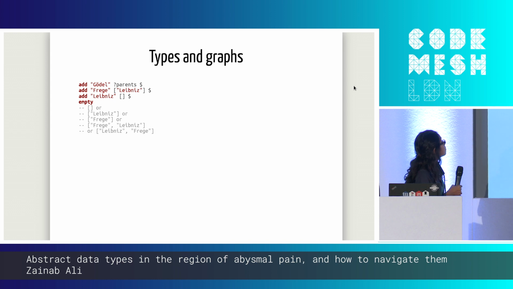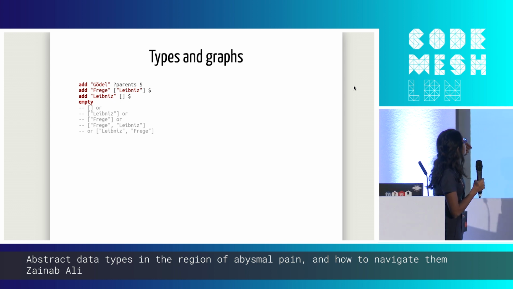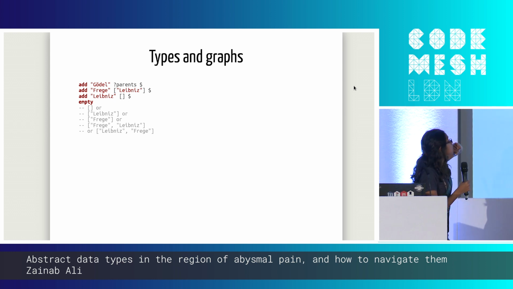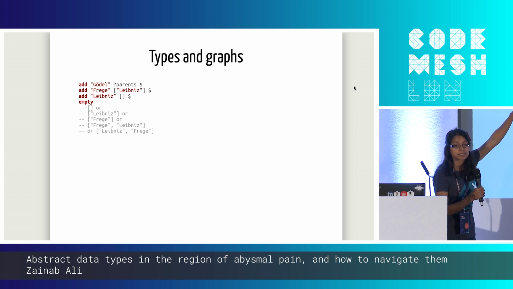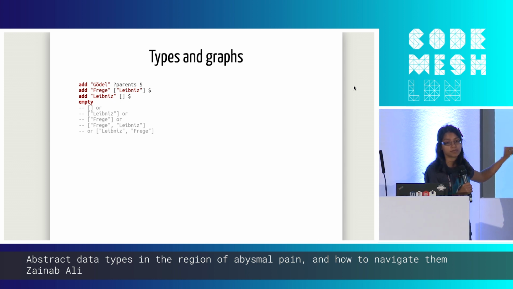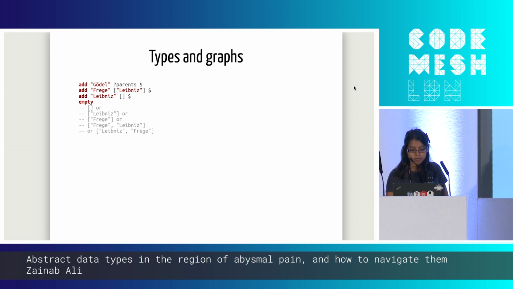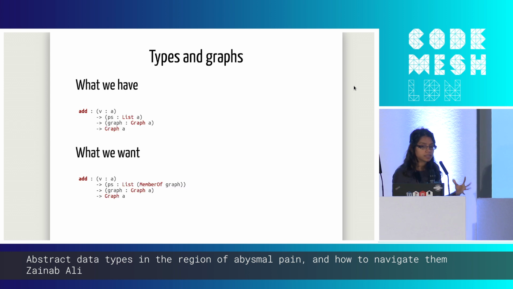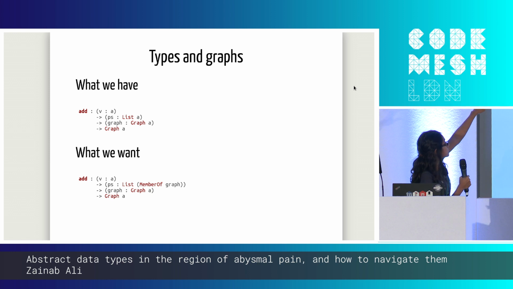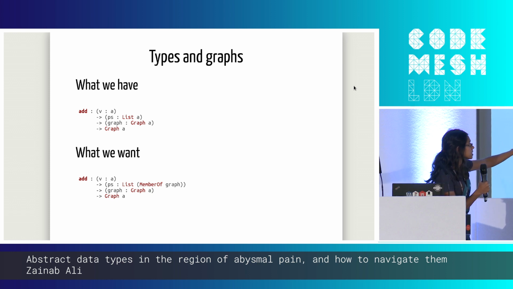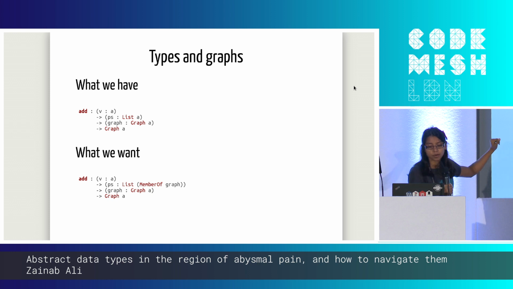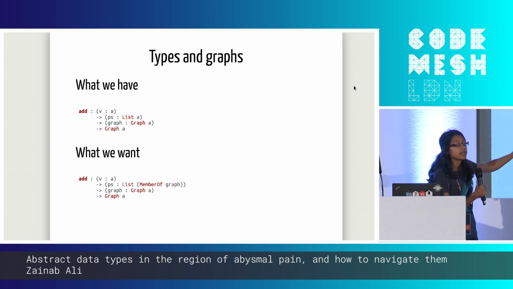What about my next element? If I add Gödel into the graph, well, it can now be empty or Leibniz, or even Frege, or Frege and Leibniz, or Leibniz and Frege. So the set of values now is even bigger. In fact, the set of values that we want our parents to take is dependent on the members of our graph. But our add function doesn't reflect that. Our add function just says that parents are a list of A. Really, what we want to say is that our parents are a list of members of our graph. In other words, we want to say that parents are dependent on the value of the graph.